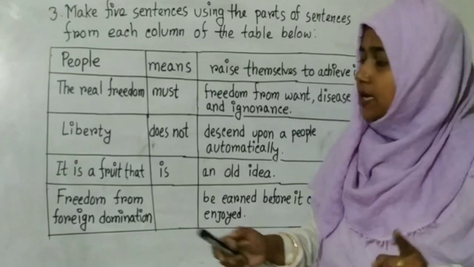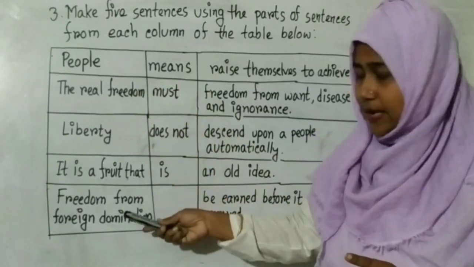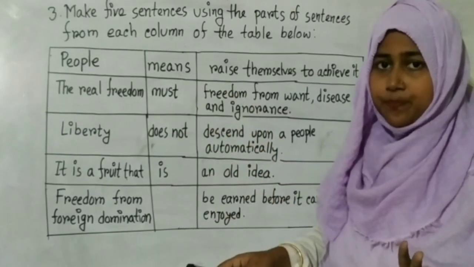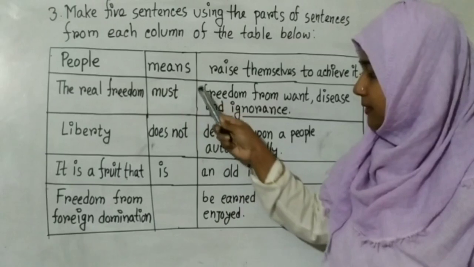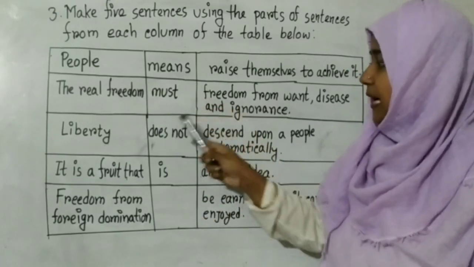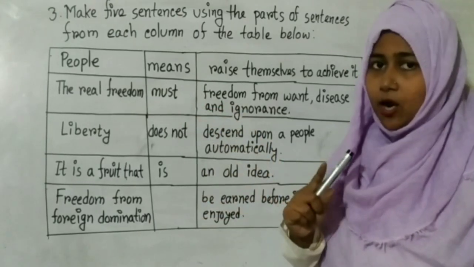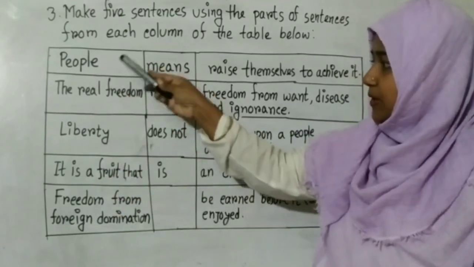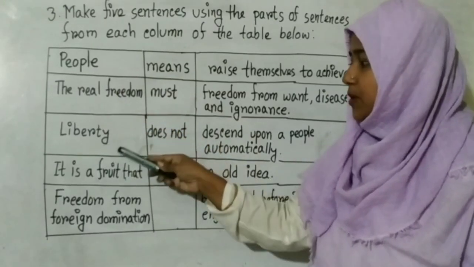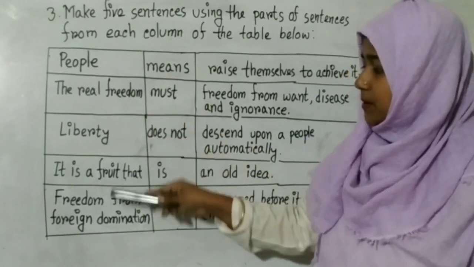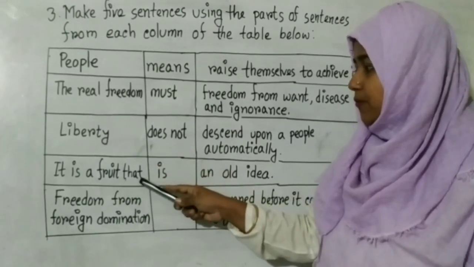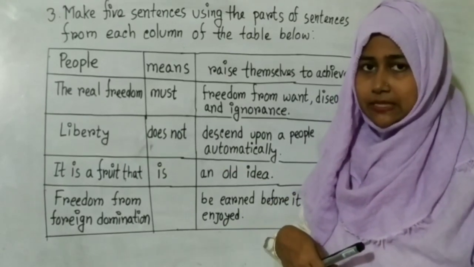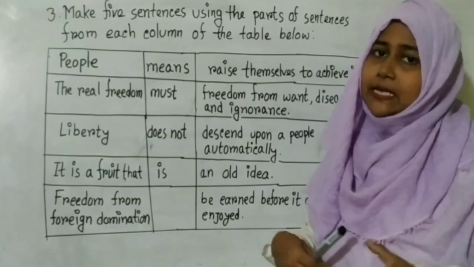Don't be puzzled. Here 1, 2, 3, 4, 5 options are given, but in some cases only 4 options are given. So don't be puzzled after seeing that. If you did not find 5 options, then you can use one option 2 times or 3 times. Sometimes in the first column 2 points are given, suppose liberty or it is a fruit that, but others are missing. Then you can use liberty or it is a fruit that 2 or 3 times to make 5 sentences. So you have to complete 5 sentences.